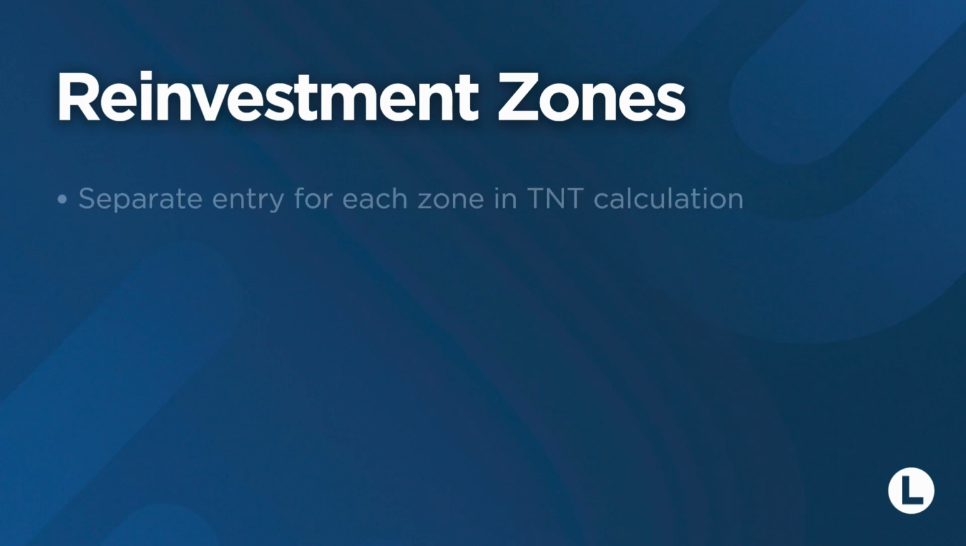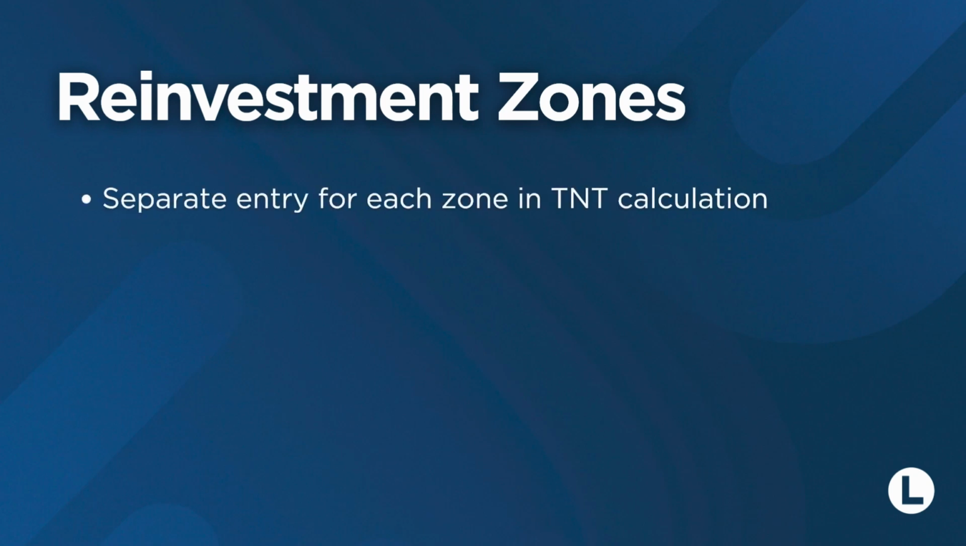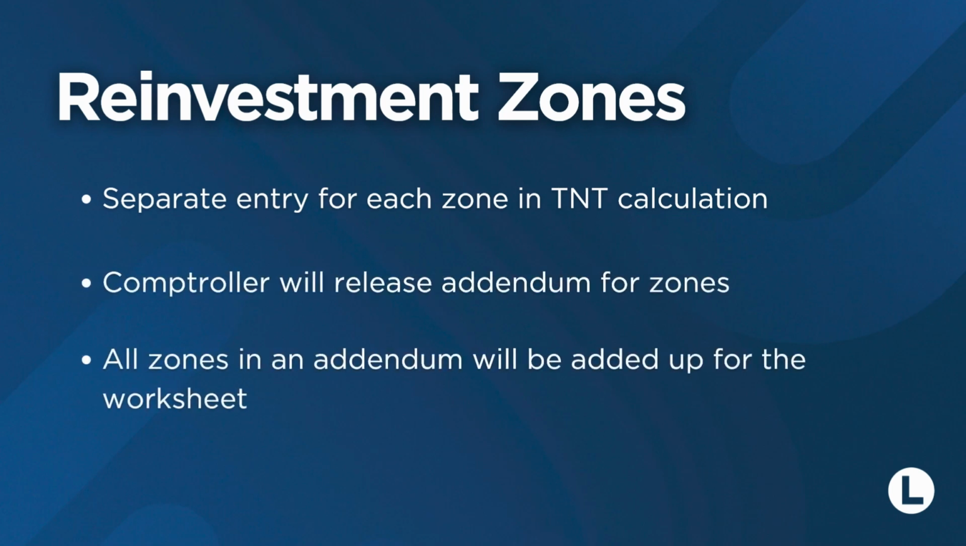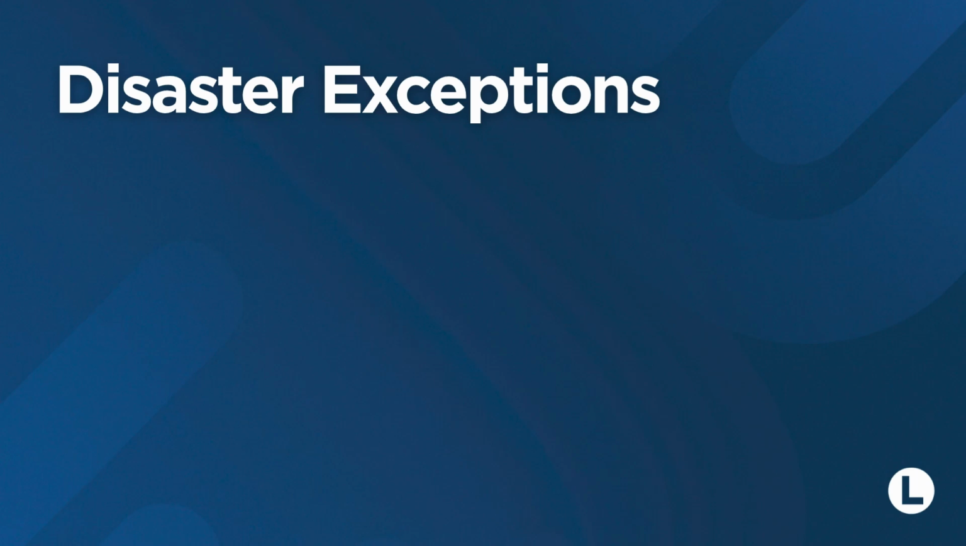The next item we're going to talk about is for those that are impacted with reinvestment zones. For those that have more than one reinvestment zone, you have to have a line in the worksheet for each zone now, and not just add up everything together. The comptroller will be releasing an addendum for the zones, and then all of the zones will be added up for the worksheet.